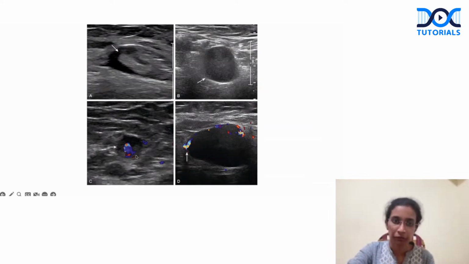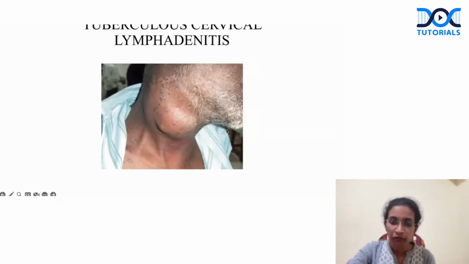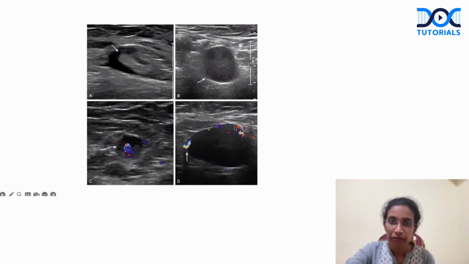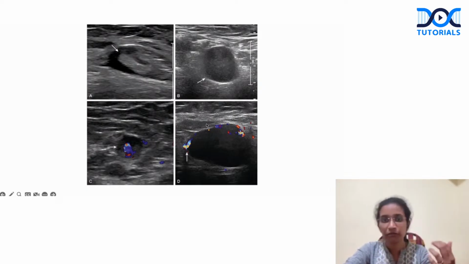So this is a color Doppler showing a normal lymph node with blood flow in the hilar region, whereas this is the abnormal lymph node where you can see there is peripheral blood flow. There is a loss of fatty hilum, right? So it receives blood supply from the surrounding structures. That's the reason for the peripheral blood flow.